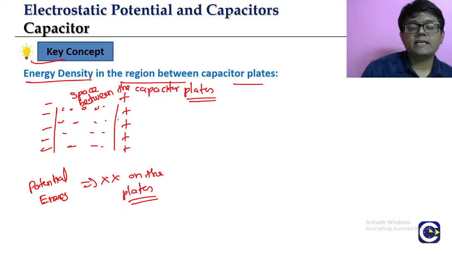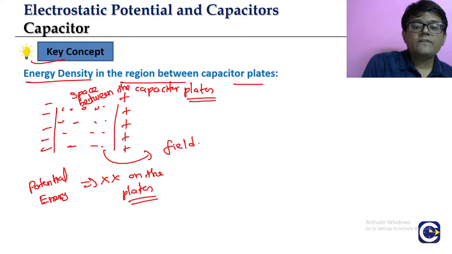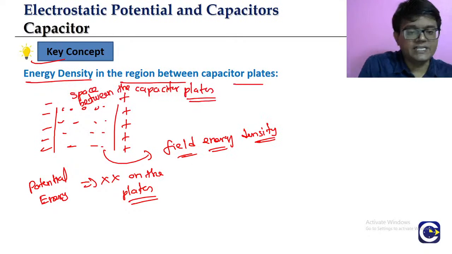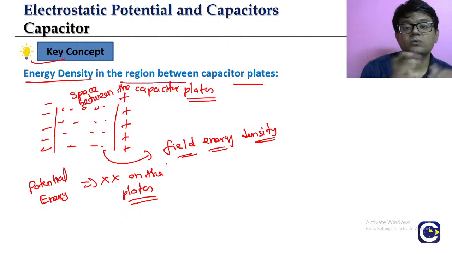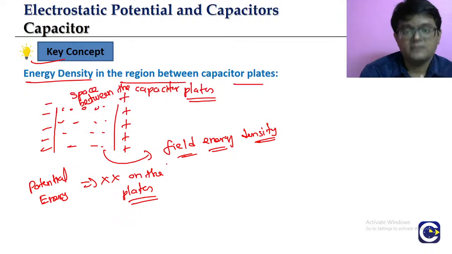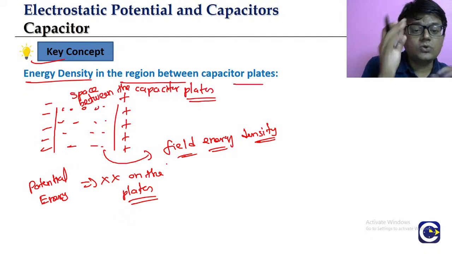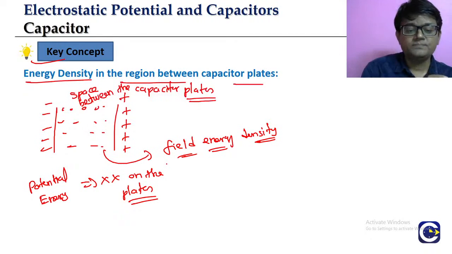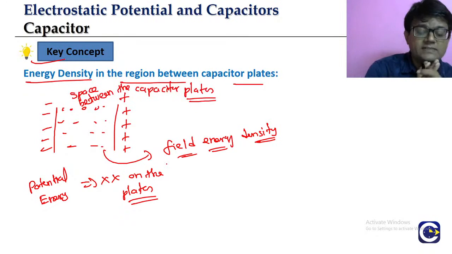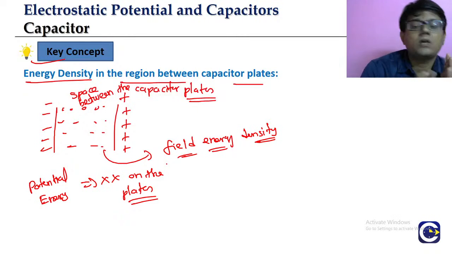When we look at this energy, it is actually distributed as what we call the field energy density. So what is the exact word that we use? Field energy density. How does it come? Because in the region between the two capacitor plates there is an electric field, and the energy density is associated with that electric field. Okay? So we will try to find the energy density in the region between the capacitor plates.